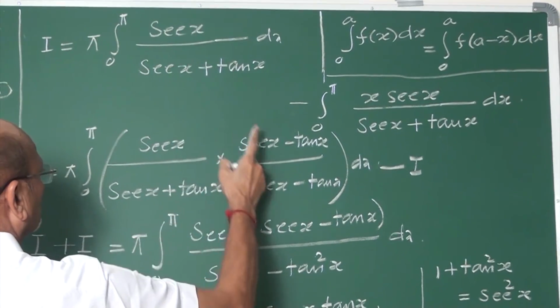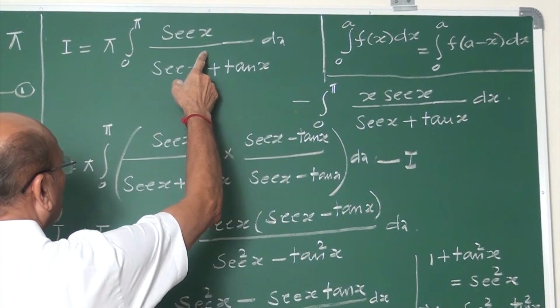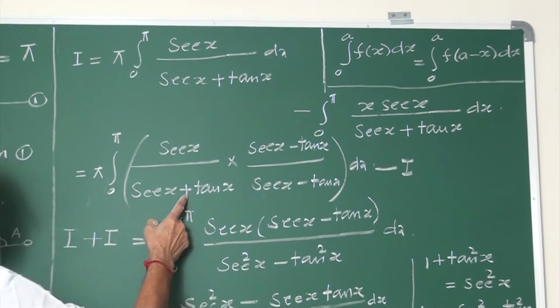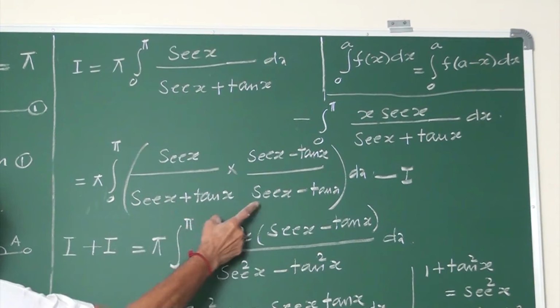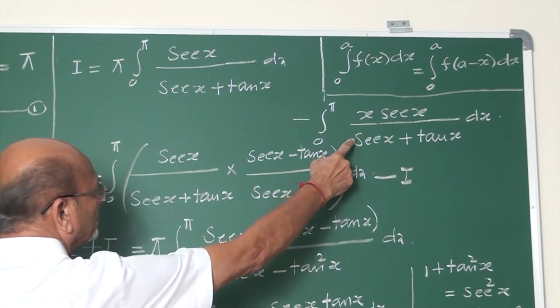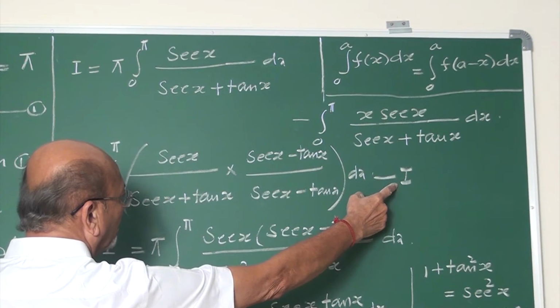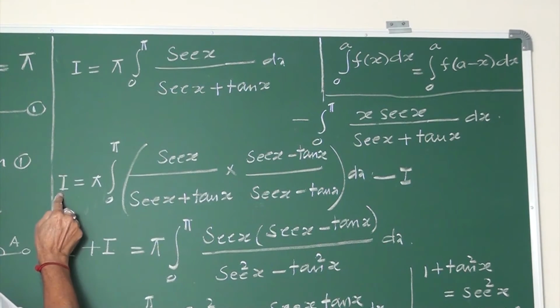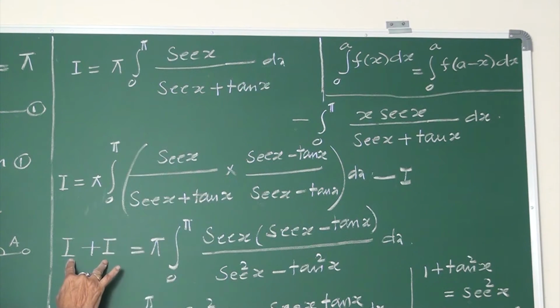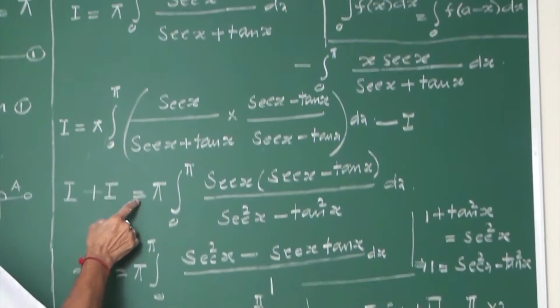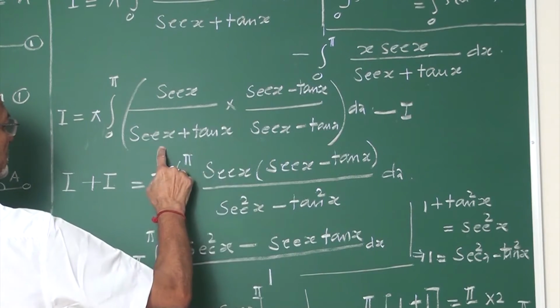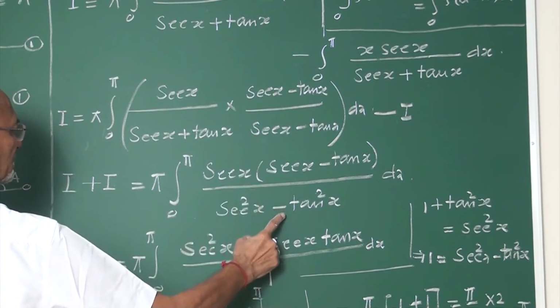To evaluate this integral, multiply both numerator and denominator, changing the sign: sec x minus tan x. But what is this, my friend? Integral I. This side, your LHS, is I. Bring this side: I plus I equals pi into sec x into sec x minus tan x upon sec x plus tan x into sec x minus tan x.